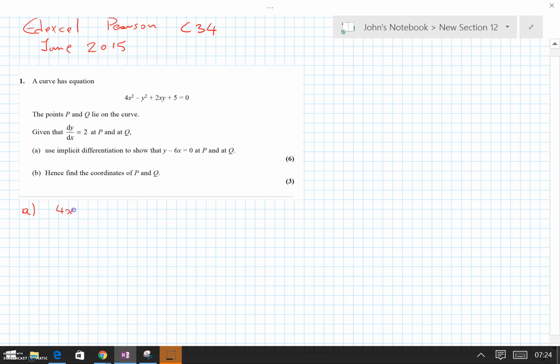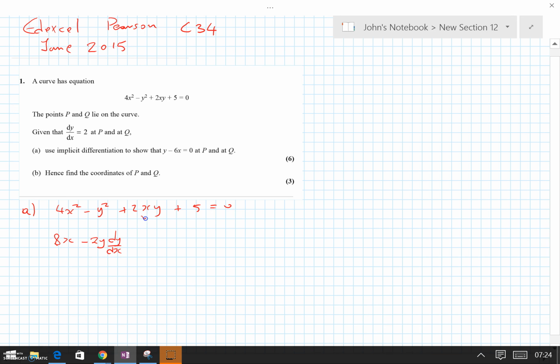4x squared minus y squared plus 2xy plus 5 equals 0 is the equation. Now obviously if we differentiate with respect to x, there's no issue at all. So we've got 8x for this bit. But differentiating with respect to y, it's effectively a chain rule, and we get 2y dy by dx.